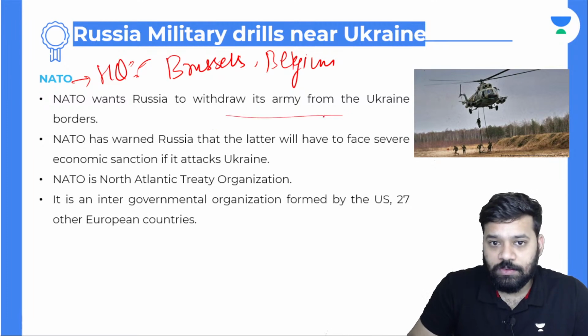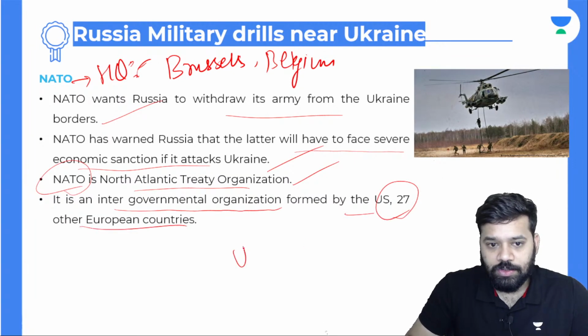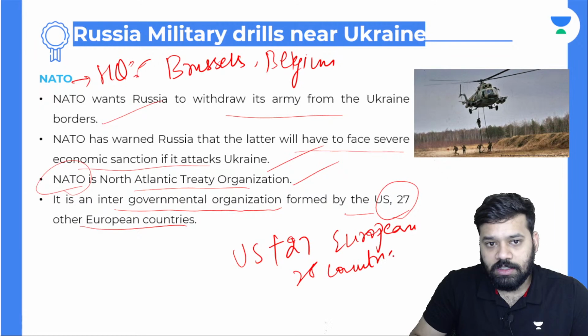NATO wants Russia to withdraw its army from Ukraine borders. NATO has warned Russia that the latter will have to face severe economic sanctions if it attacks Ukraine. NATO, that is the North Atlantic Treaty Organization, is an intergovernmental organization that is formed by the US and 27 European countries. So US plus 27 European countries. So there are 28 countries in NATO. Please remember this.